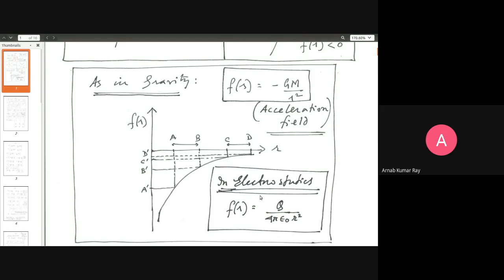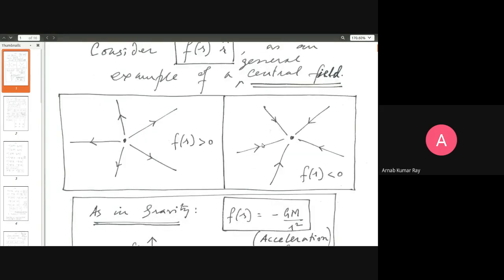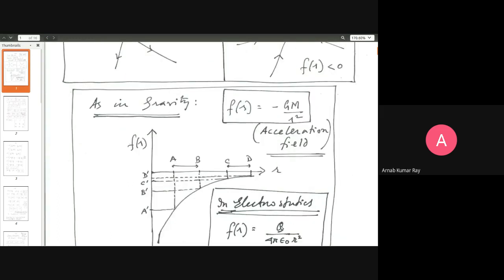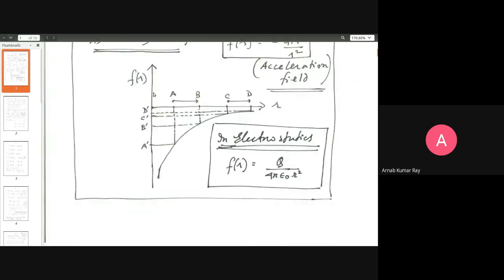In electrostatics, Fr is equal to Q by 4 pi epsilon naught R squared. Whether Fr will be positive or negative will entirely depend on the sign of Q. If Q has a negative sign, then the electrostatic field will be like this. If Q has got a positive sign, a positive charge, the electrostatic field lines will be like this.